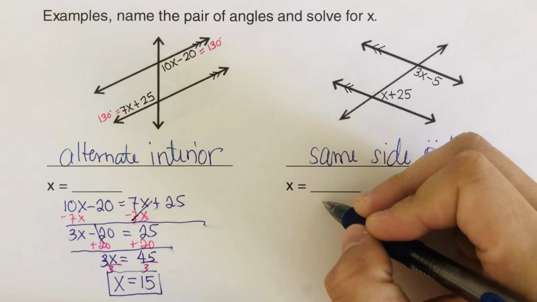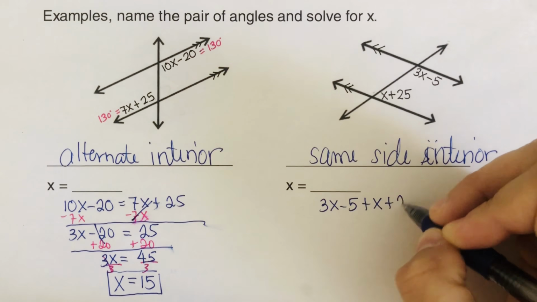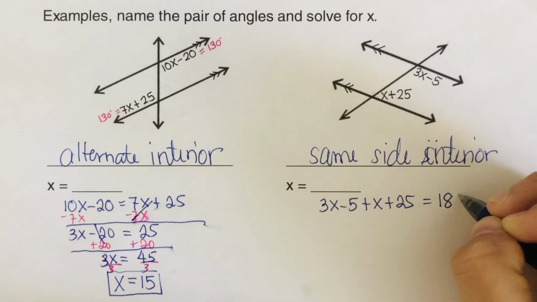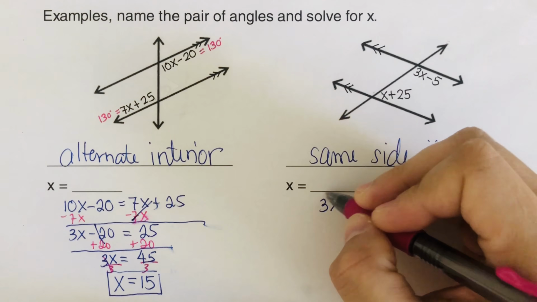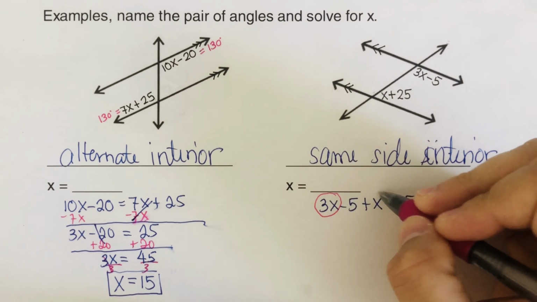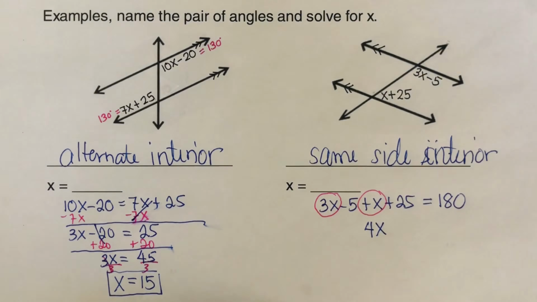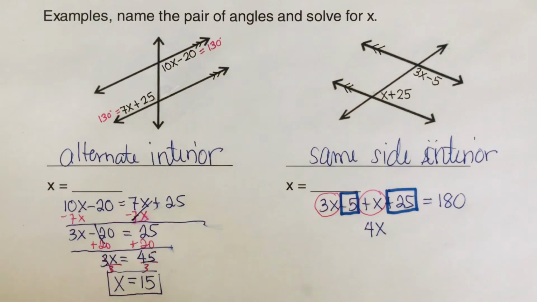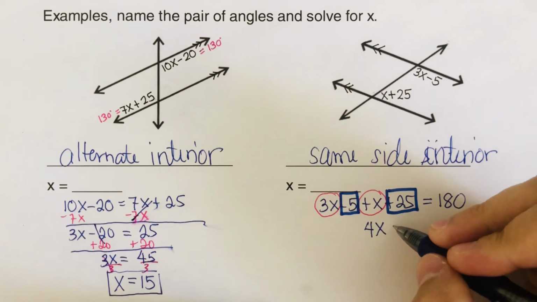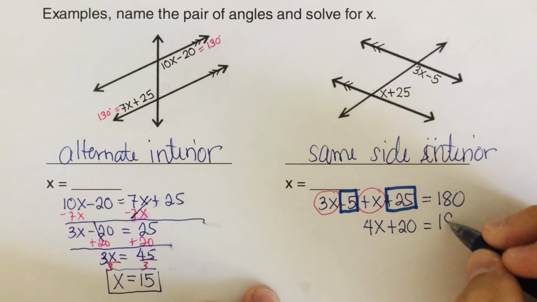So we can go ahead and add them up. So that's 3x minus 5 plus x plus 25 equals 180. So then from here, we combine like terms. So we got 3x plus x is 4x. So I write 4x over here. And then negative 5 plus 25 is a plus 20. So we're adding the constants. So this should come out plus 20. And then that is equal to 180. So that's 180 right here.